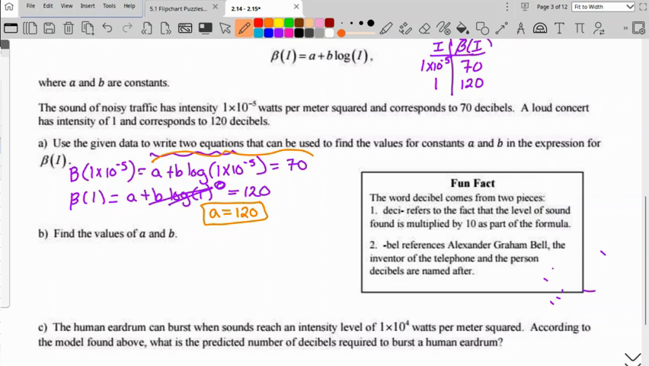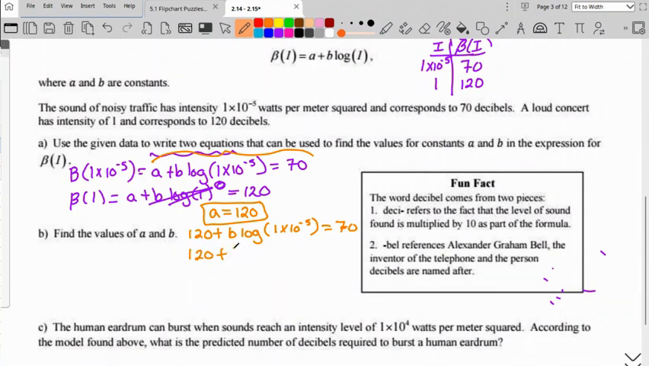And now we want to go back and find B. So we've got 120 plus B log 1 times 10 to the negative 5th equals 70. And this one's also not too bad, because what is the log of 1 times 10 to the negative 5th? Well, remember, multiplying anything by 1 is just itself. So that's really just 10 to the negative 5th in there. And so I'll go ahead and rewrite that.